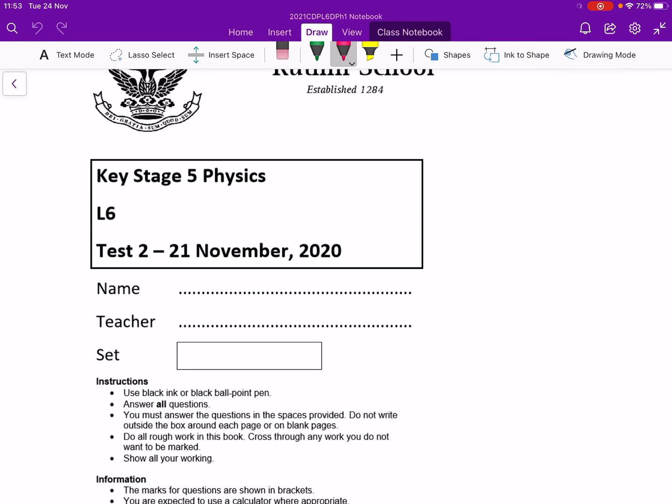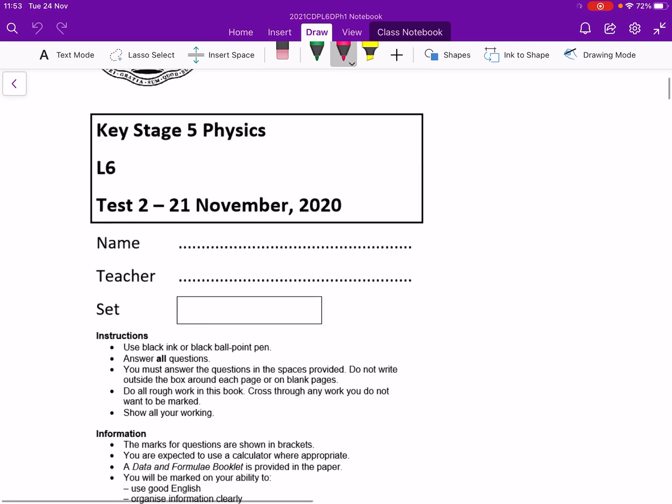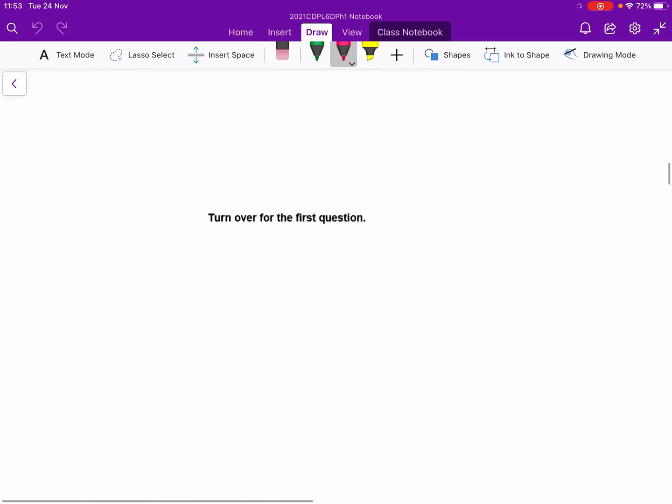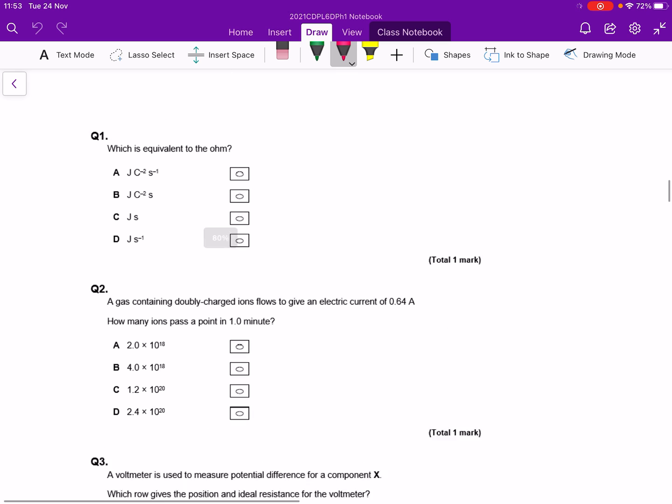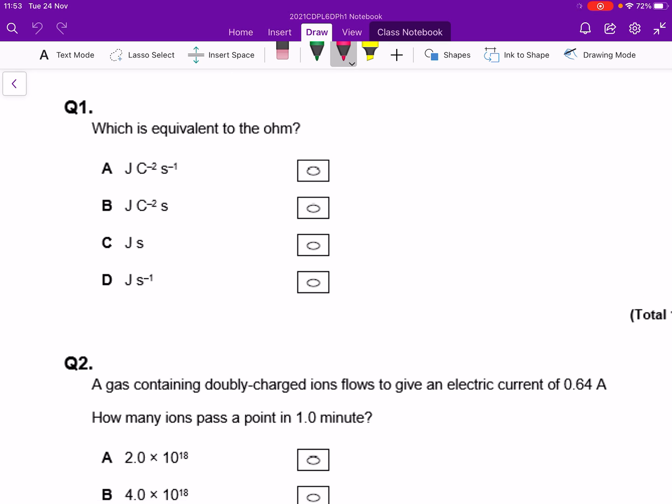Okay, what's up? This is the multiple choice section of the lower sixth test on electricity. I'm going to run through these one question by one to make sure we all know how to solve this. So, which is equivalent to the ohm?